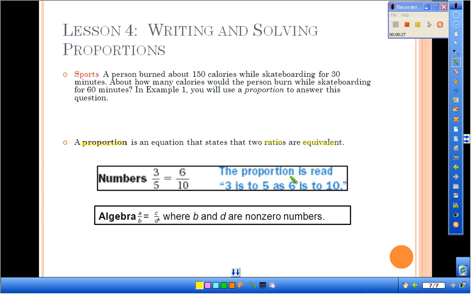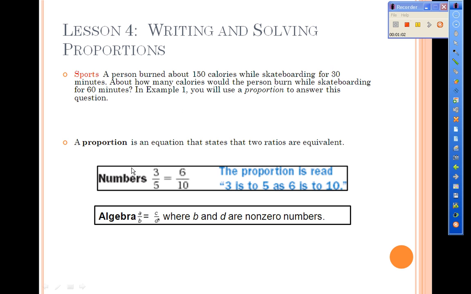This is how you would read a proportion: 3:5 as 6:10. And then algebraically, remember variables represent our unknown quantities, A:B as C:D. Please remember you can never have 0 in the denominator of a fraction or ratio, so B and D are non-zero numbers.